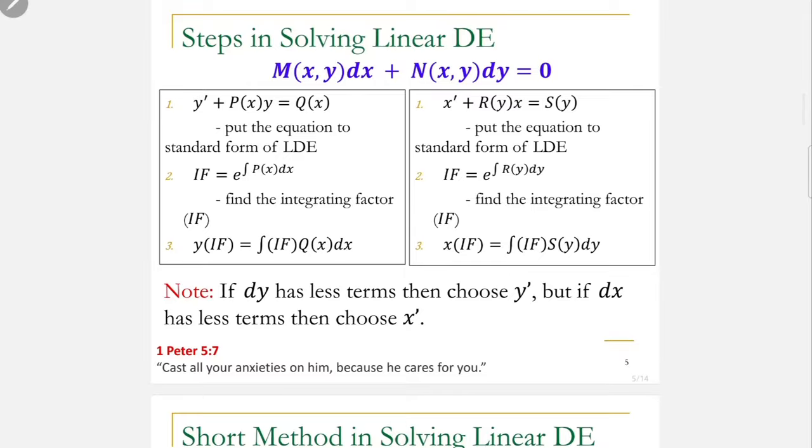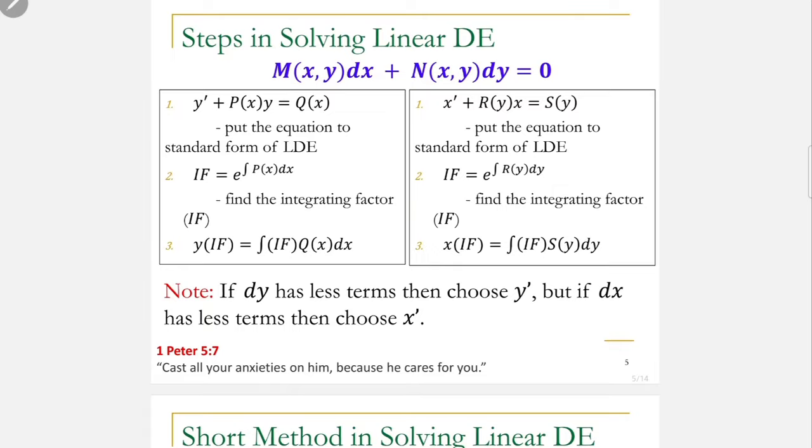What are the steps in solving DE? Usually, the DE is given in the form m of x and y dx plus n of x and y dy equal to 0. So the first step is to put the equation in the standard form of linear DE. For linear in y, we have y prime plus p of x times y equals q of x. The second step is to find the integrating factor. The integrating factor for linear in y is IF equals e to the integral of p of x dx. And the last step is to use the formula y times IF equals the integral of IF times q of x dx.